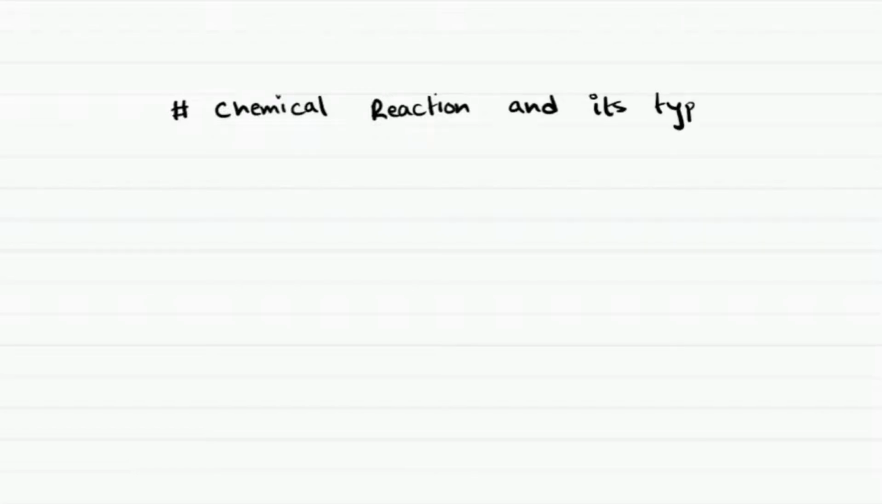Okay, so in this video, we are going to talk about the chapter Chemical Reaction and its types. We are going to start this chapter from changes. There are different kinds of changes that happen in our everyday life.